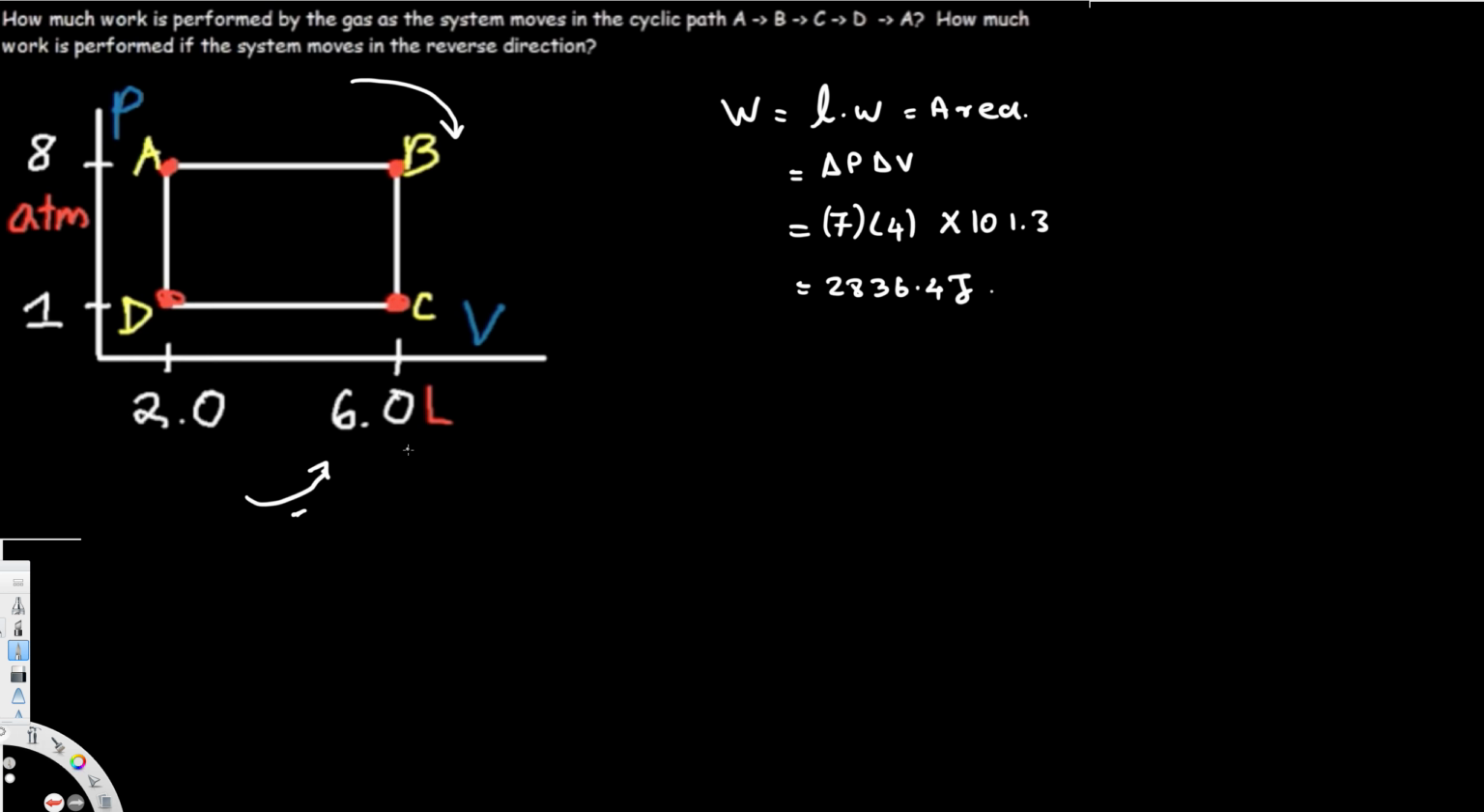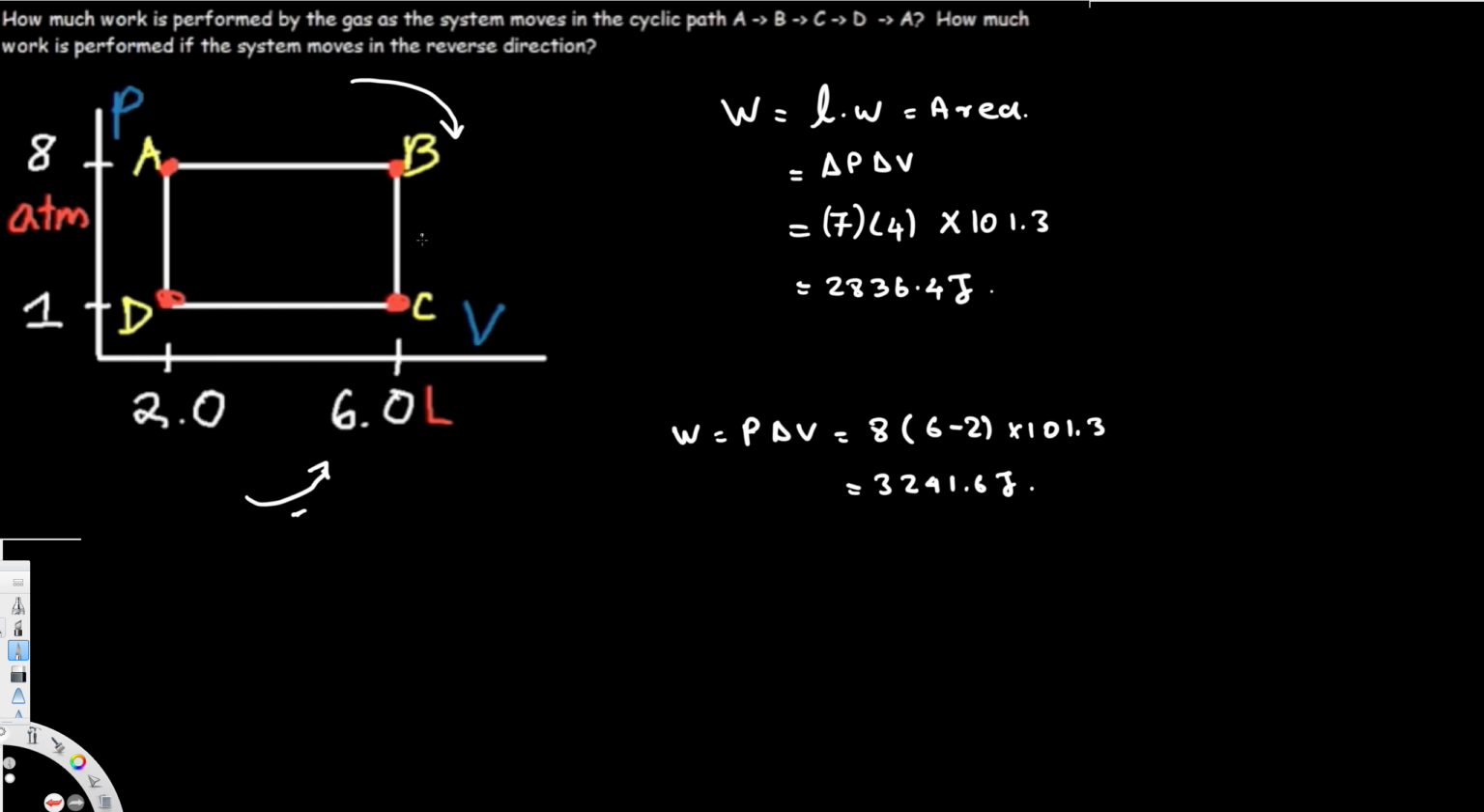So let's prove that. Let's prove that this is positive in this direction and negative in the other direction. Basically, let's find the work from A to B first. Work from A to B is going to be P times delta V, right? At this point the pressure is 8, times delta V, which is 6 minus 2, times 101.3. If you calculate this, you will get 3241.6 joules. So this is from A to B.